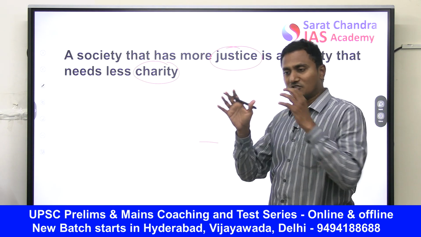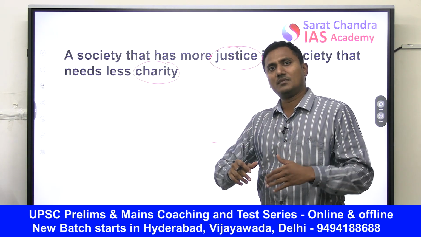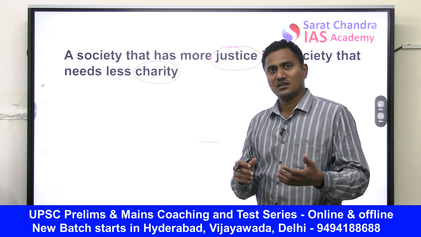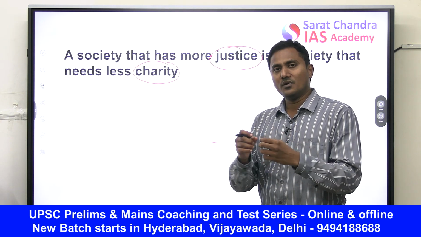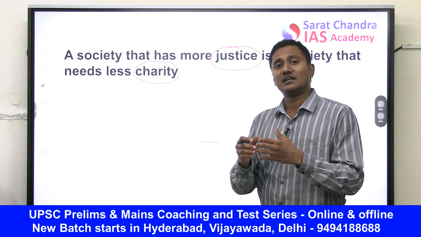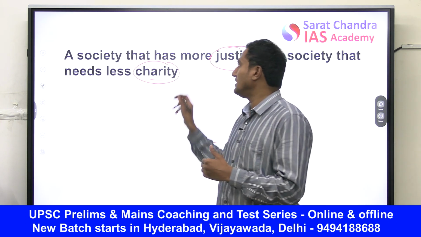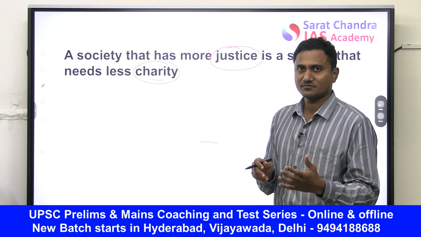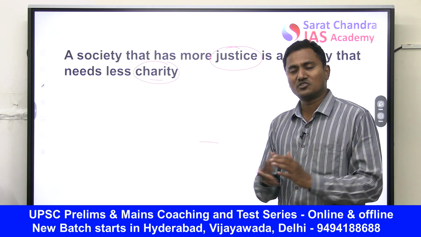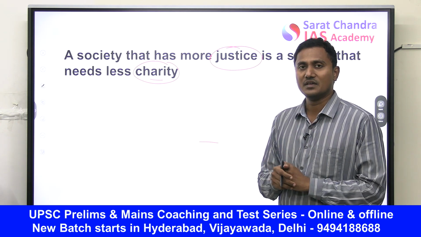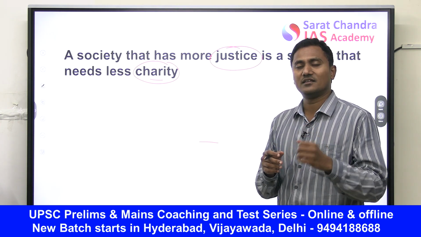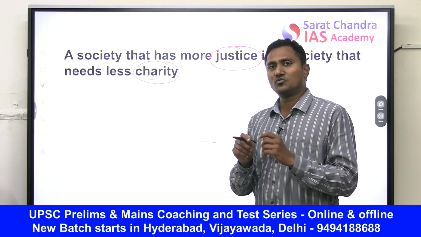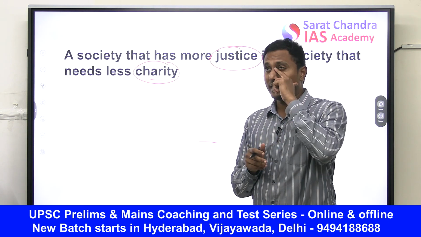That is, a society that has more justice, maybe gender justice, environmental justice, social justice, economic justice, the people in such a society require less charity because they don't need somebody to help them. So explain the meaning of the sentence and then try to give examples from the Indian Constitution or mention some government schemes of India that try to achieve justice in different spheres. After giving a lot of examples, try to break down the statement and write it again.